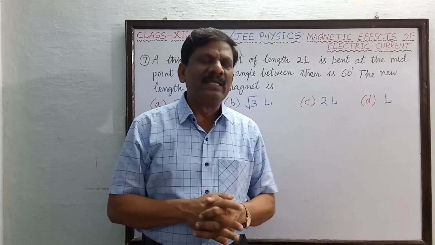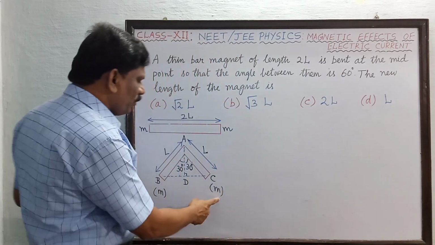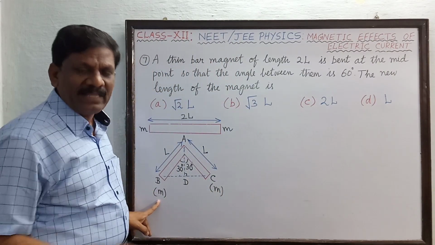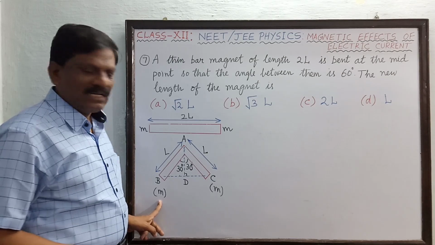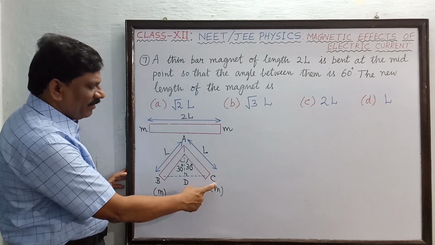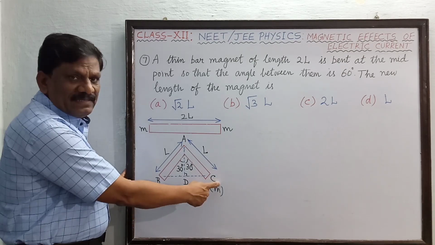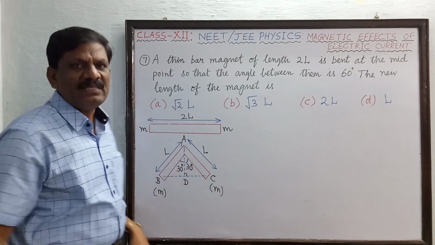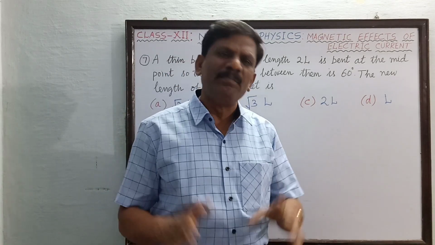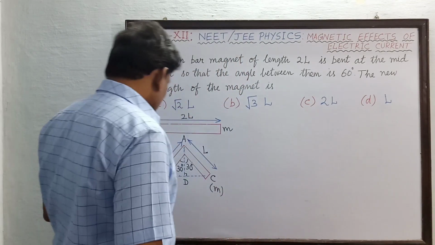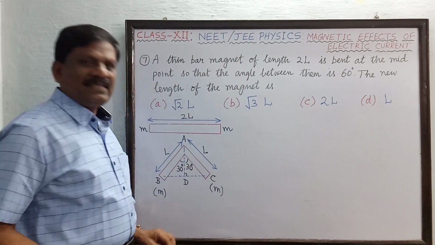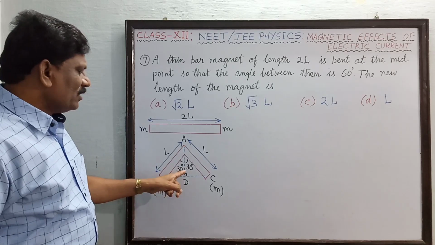But magnetic length is defined as the distance between the two poles only, is it not? What is the new length of the magnet is asked. So the new length of this bent magnet is equal to BD plus DC. That is equal to BC. We have to find the length BC. So the same concept of isosceles triangle we have to follow.